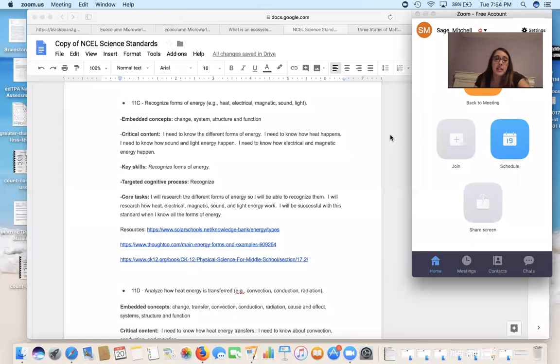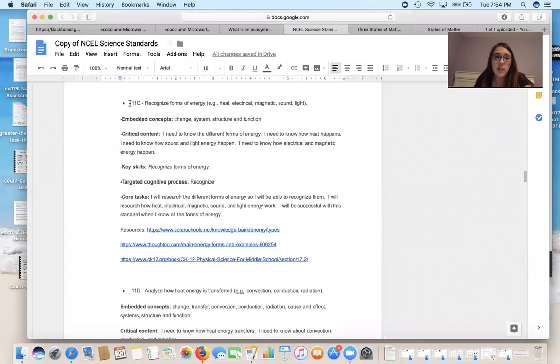Now we are looking at the Science Standard 11C. Recognized forms of energy. Let me highlight here. Recognized forms of energy: heat, electrical, magnetic, sound, and light. Your concepts are change, system, structure, and function.